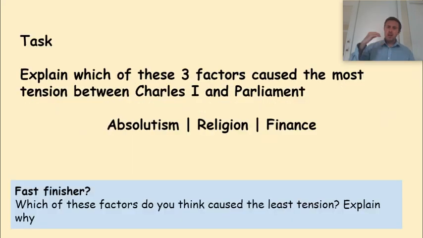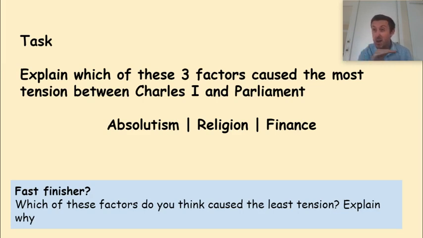So, now for your final task, I'd like you to explain which of these three factors caused the most tension between Charles I and Parliament. Okay? And within this, you need to give lots of explanation. You're not just going to describe it. I want you to give lots of different reasons why you think the factor you have chosen is the most important or caused the most tension.